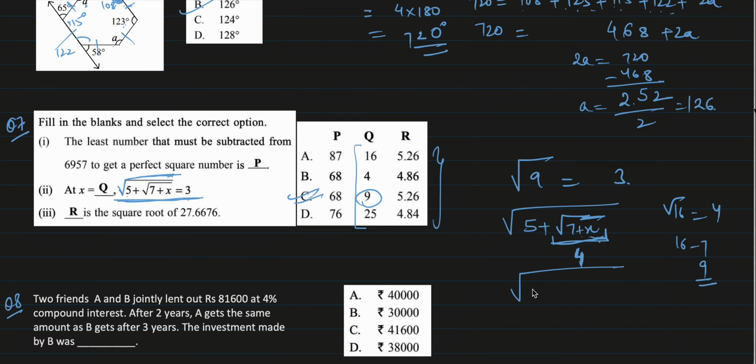What you will get, I'll just show you. 5 plus 7 plus 9, which becomes 16. So root of 16 will be 4 and square root of 9 will be 3. Okay, students, this is the way you will solve it.